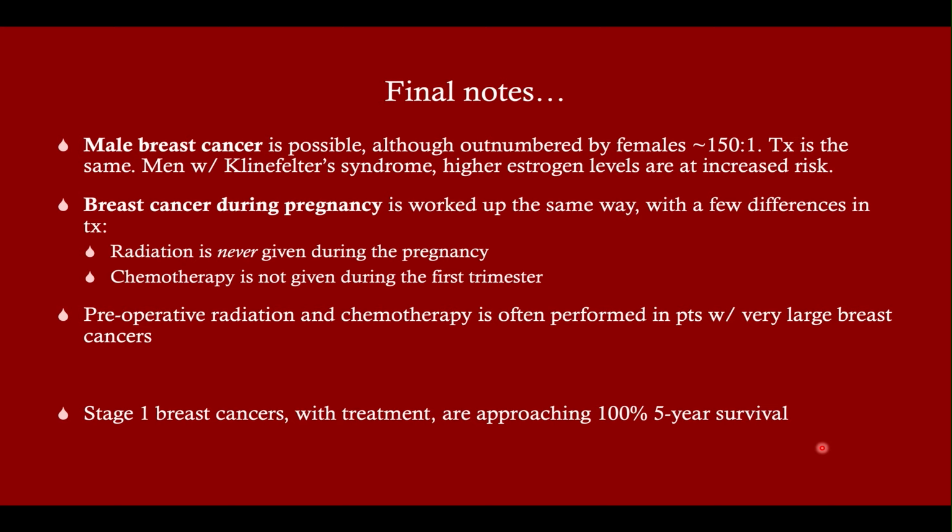Breast cancer during pregnancy is worked up the exact same way. There are just a few differences in treatment. Radiation is never given during pregnancy, and chemotherapy is not given during the first trimester. Preoperative radiation and chemo is often performed in patients with very large breast cancers. Remember, that's the neoadjuvant chemotherapy, and that's done because it makes the surgery a lot easier.